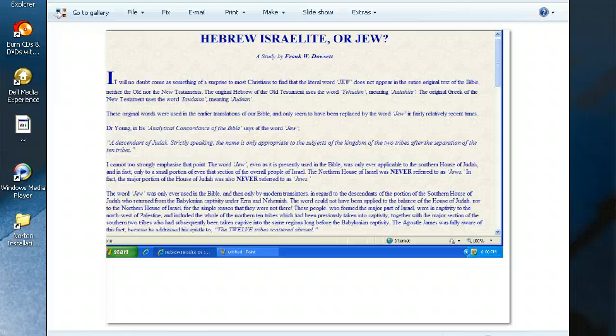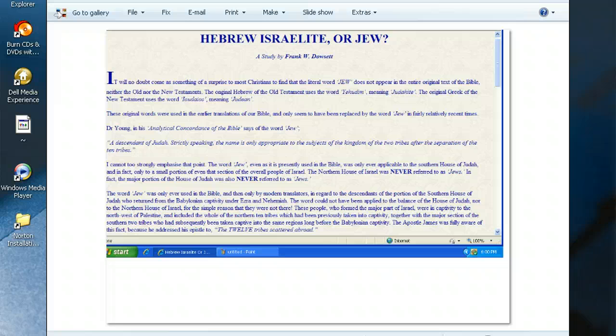The word Jew was only ever used in the Bible, and then only by modern translators, in regard to the descendants of the portion of the southern house of Judah who returned from the Babylonian captivity under Ezra and Nehemiah. The word could not have been applied to the balance of the house of Judah, nor to the northern house of Israel, for the simple reason that they were not there.